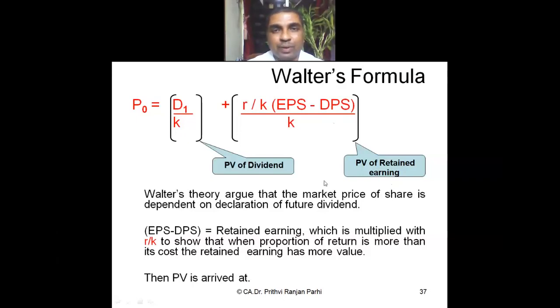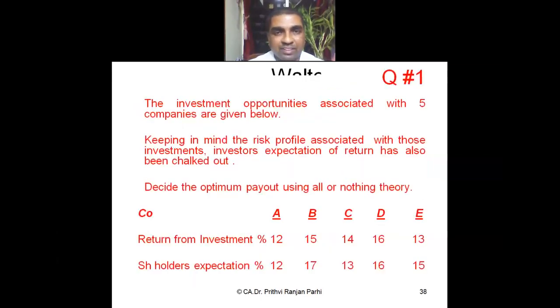This is another way of expressing that formula, but the formula is the same. In different textbooks and different places you can find different kinds of expression, but we need to understand the concept behind this formula. The present value of dividend and the present value of the retained earnings subject to growth is the value, the price of the share.